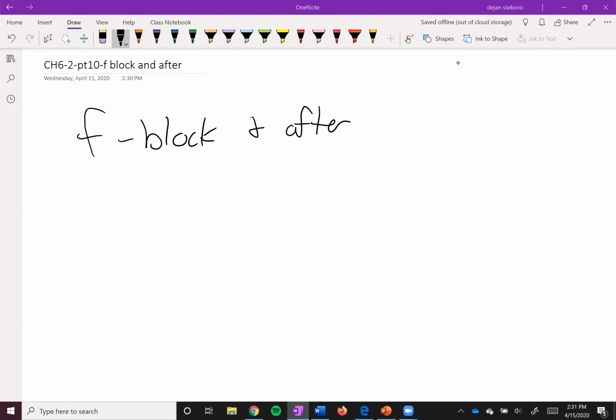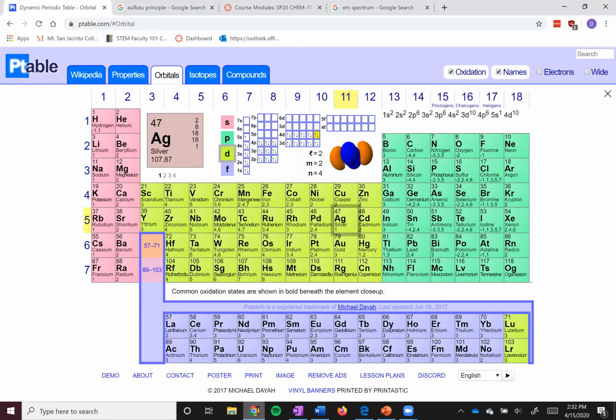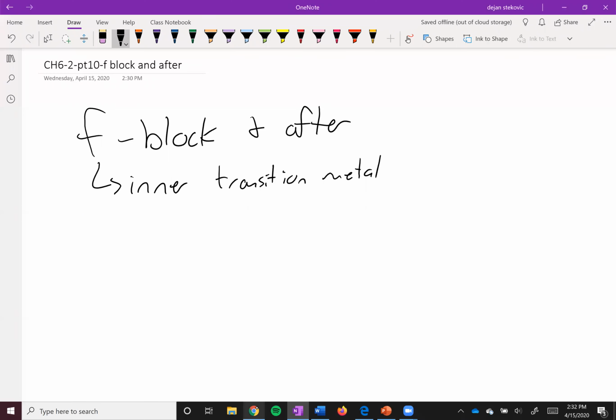All right, so let's next take a look at what happens in the F block and after the F block. So the F block is also called the inner transition metals, or the lanthanides and actinides. If you look at the periodic table, the first one in this F block is lanthanum. So this row is the lanthanides, and then below are the actinides.